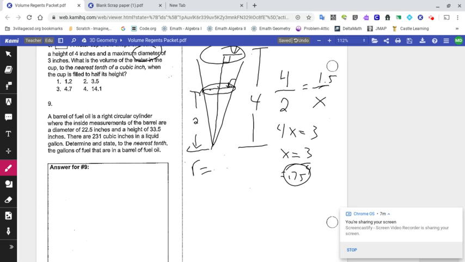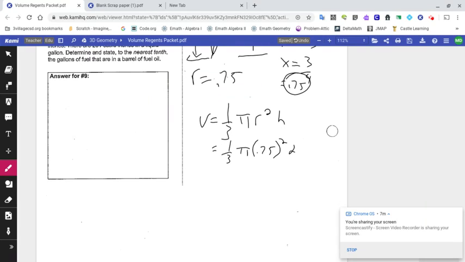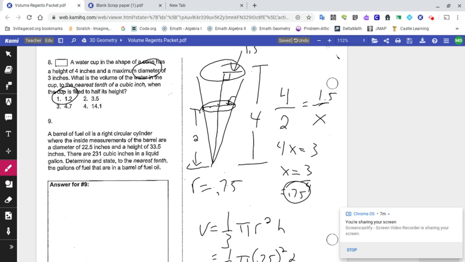All right, so I know the volume is 1/3 pi r squared h, which is 1/3 pi times 0.75 squared times the height of the small cone, which is 2. That is going to give me 1.17, which rounded to the nearest tenth is 1.2. That was our answer, nearest tenth of a cubic inch.